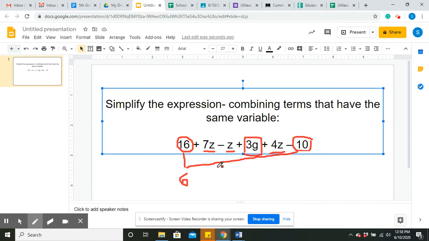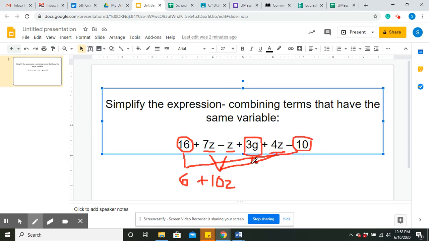Next, I'm going to combine my terms that have the z's. So I have 1, 2, and a third term that includes z. 7z minus z would be 6z plus 4z. That's going to be 10z. So I'm going to add my 10z. A little messy, but that's 10z, not 16z, and not 102.